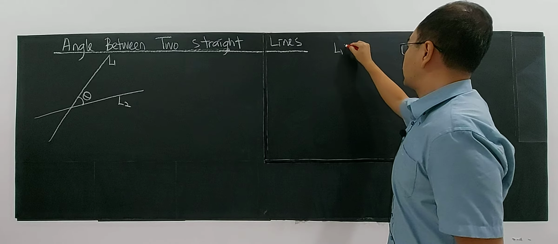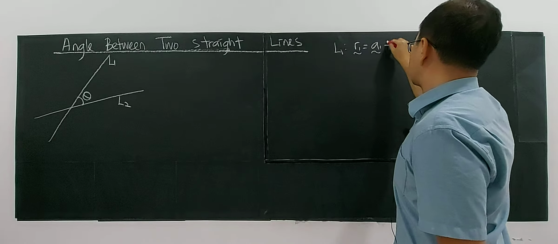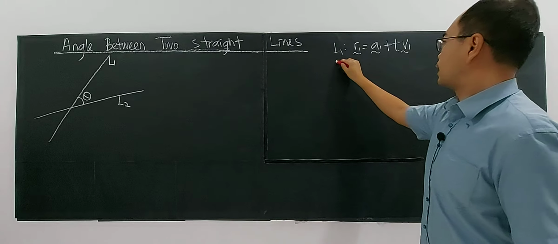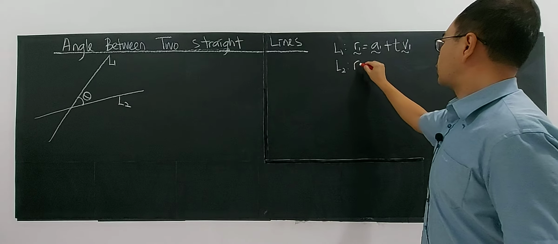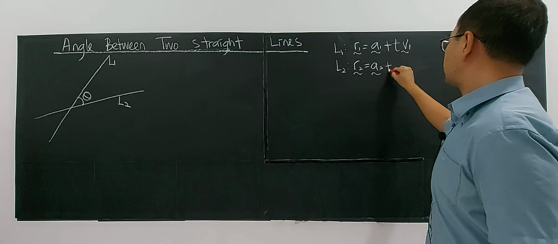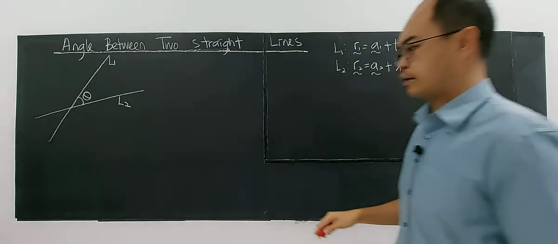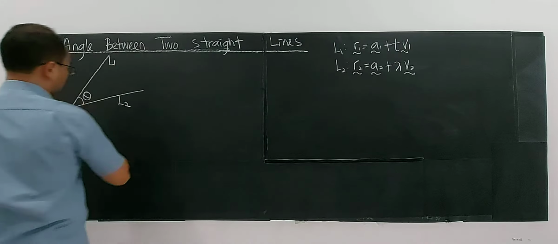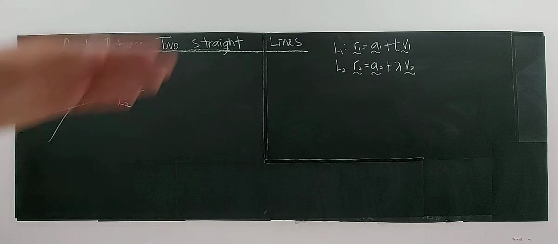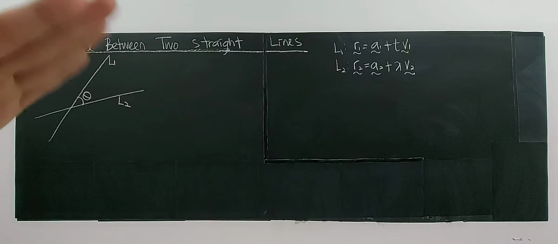For example, L1 is r1 equals a1 plus t v1, and line 2 is, let's say just as a representation, another point plus lambda v2. These are two different lines, which can be parallel or non-parallel. To find the angle between these two lines, the most important thing is we need two vectors from these lines.